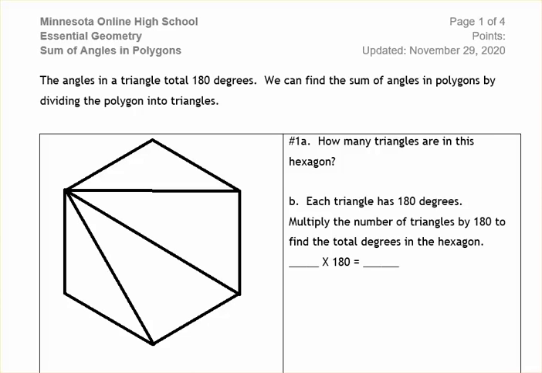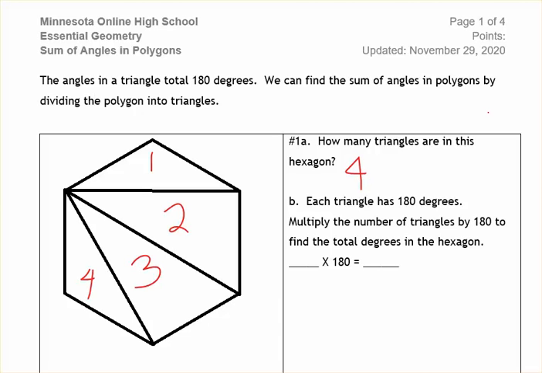Let's look at an example. I started by drawing a hexagon. In that hexagon, I drew diagonals from just one vertex. That divided my shape into triangles. 1A, how many triangles are in this hexagon? In this hexagon, I have 1, 2, 3, 4 triangles.